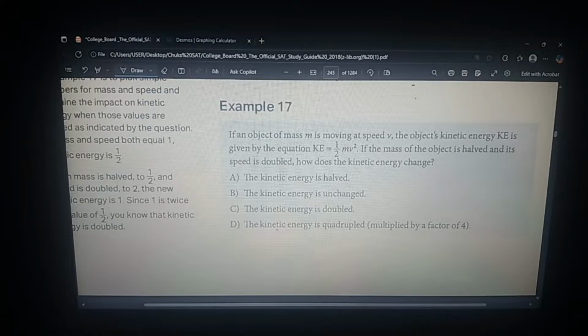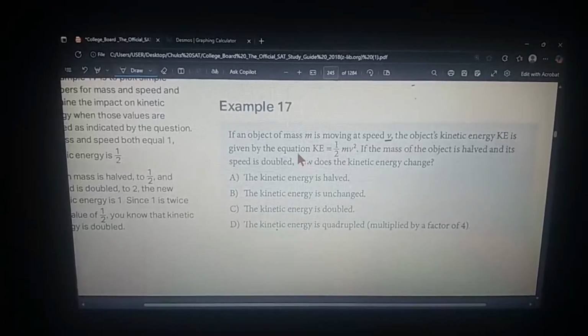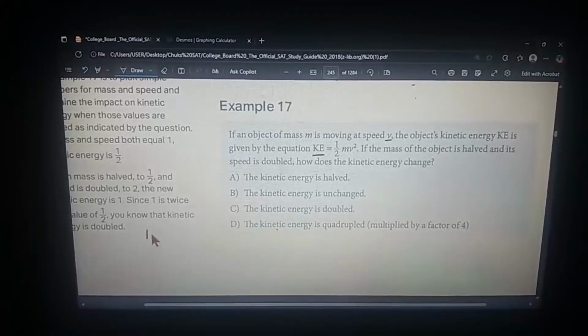Okay, let us continue. So it says if an object M is moving at a speed V, the object's kinetic energy is given by this equation. This is a very familiar equation. KE equals half mv squared is the equation of the kinetic energy of a body, right? So now let's read it.